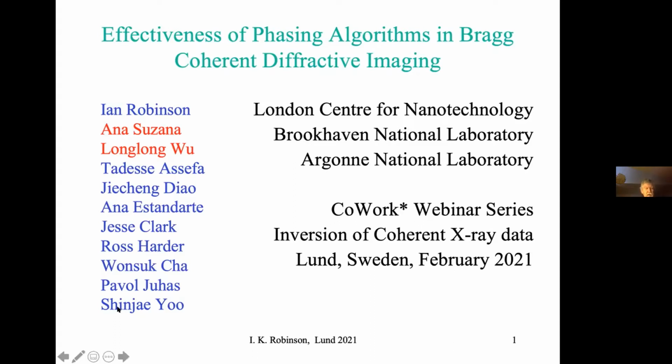Ross and Wansuk are the primary people running the beamline where almost all the data that I'm showing has come from. And Pavel and Shinjay are two names maybe not so familiar. These are computational scientists, and they're involved in some of the new methods that we're developing with the collaboration of the Computational Science Initiative at Brookhaven. In fact, Long's postdoc is in the CSI department, which is a computer-oriented department of Brookhaven.